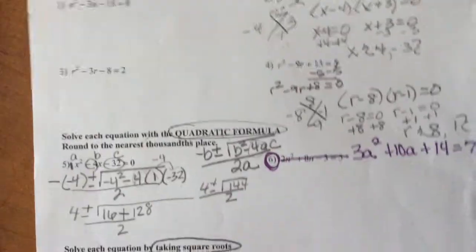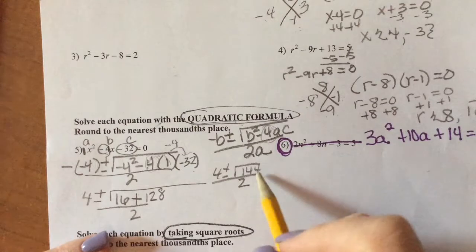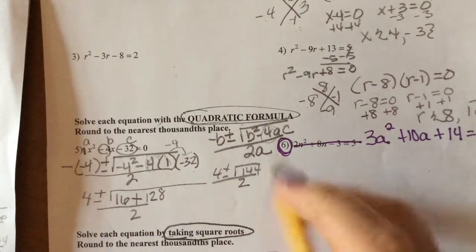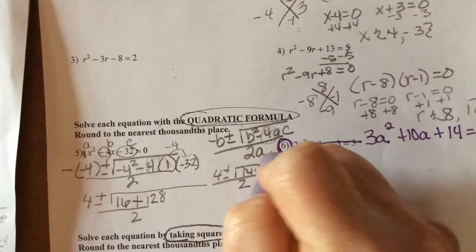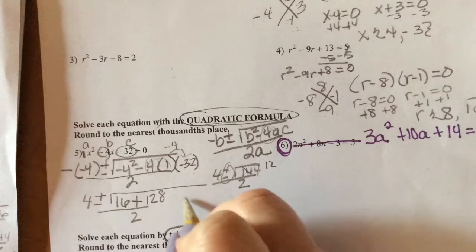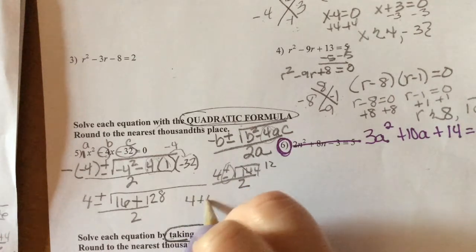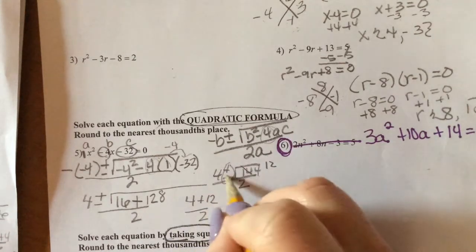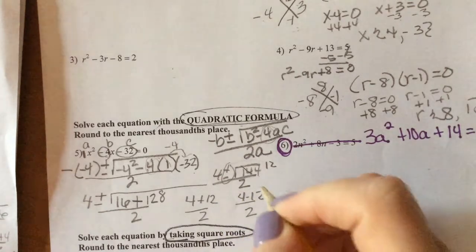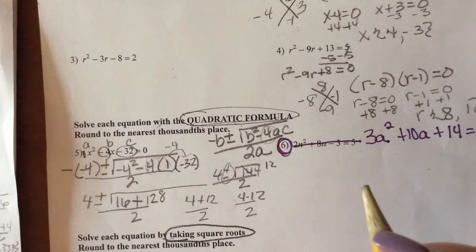Sorry, I know I'm starting to run out of room a little bit here. So I look to see the square root of 144. That's a perfect square. Nice. So this is going to be a 12. Save a little room here. So now I'm going to split this up. I'm going to do plus 4 plus 12 divided by 2, and then 4 minus 12 divided by 2 to get my solution set.